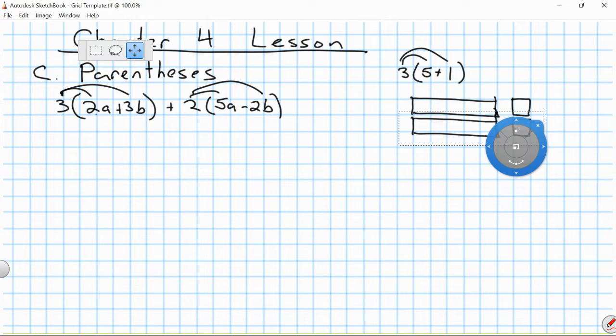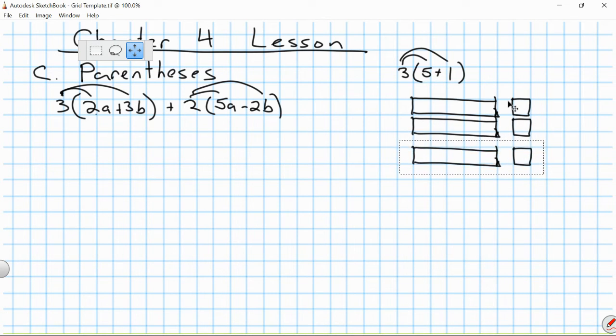1, 2, 3 times. Isn't multiplying by 3 taking 3 groups of that thing? Yes. First of all, do this using order of operations. Order of operations says add these 2 things together to make 6 and then multiply 6 by 3. Well, I think you can clearly see that there are 3 groups of 5 and 1 here.